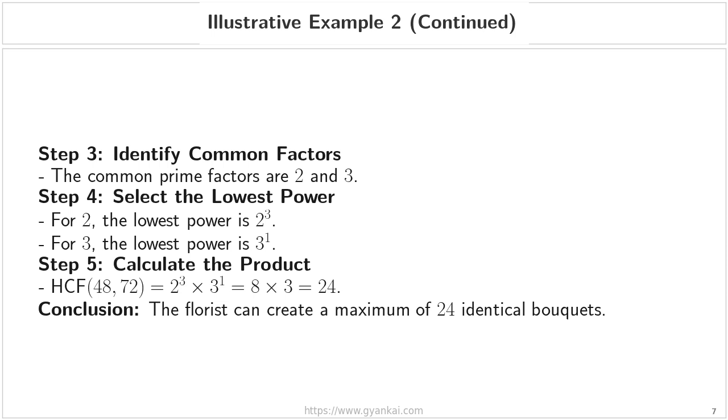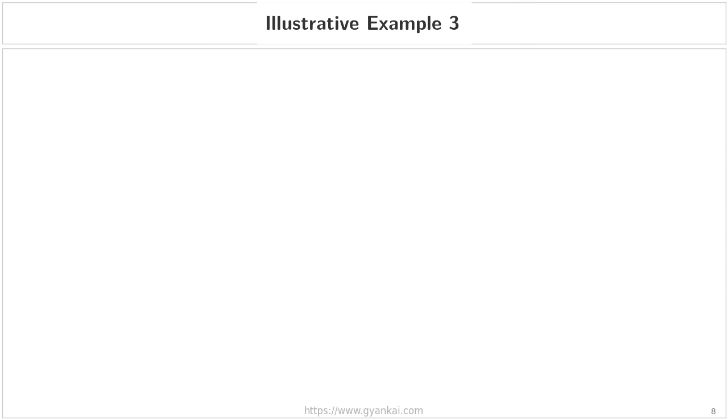Now that we have written our prime factorizations in exponential form on the previous slide, let's move on to the final steps to solve our florist problem. In the next example, we will see how this same process applies when we are dealing with 3 numbers instead of just 2. Illustrative example 3.